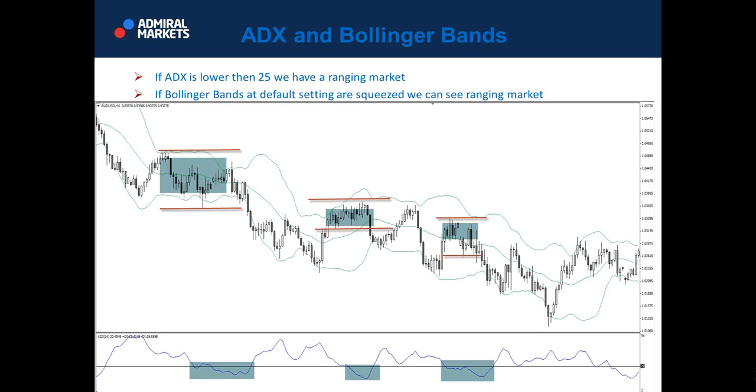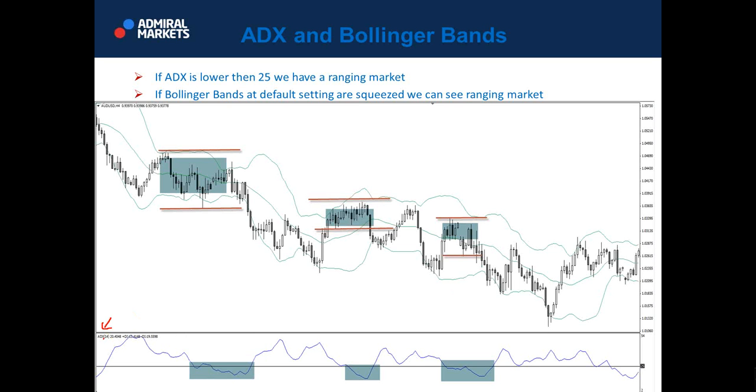And in this example, you can also use indicators to your advantage. We have ADX and we have Bollinger Bands. If ADX is lower than 25 on the 14 period ADX, we have a ranging market. If Bollinger Bands at the default setting are squeezed, we can see a ranging market. So you need to add the ADX indicator to your charts.